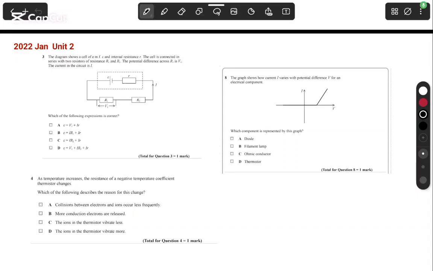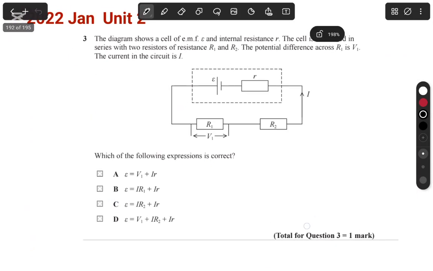Back to another exam walkthrough. We're going to be doing some questions from 2022 Jan Unit 2. So here's the first one.